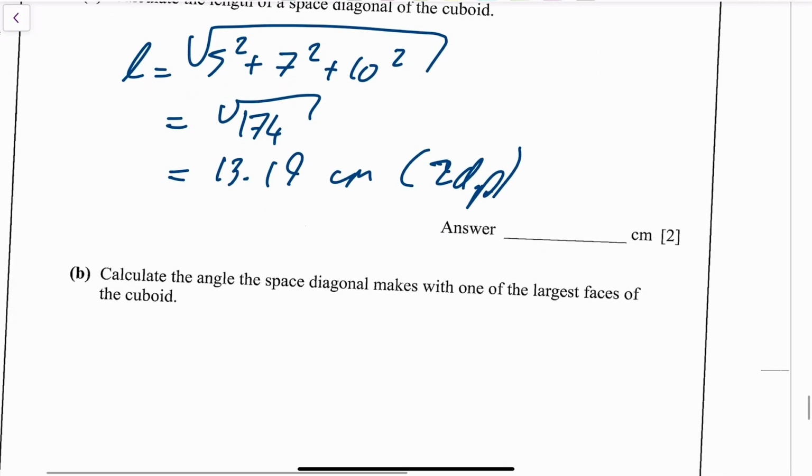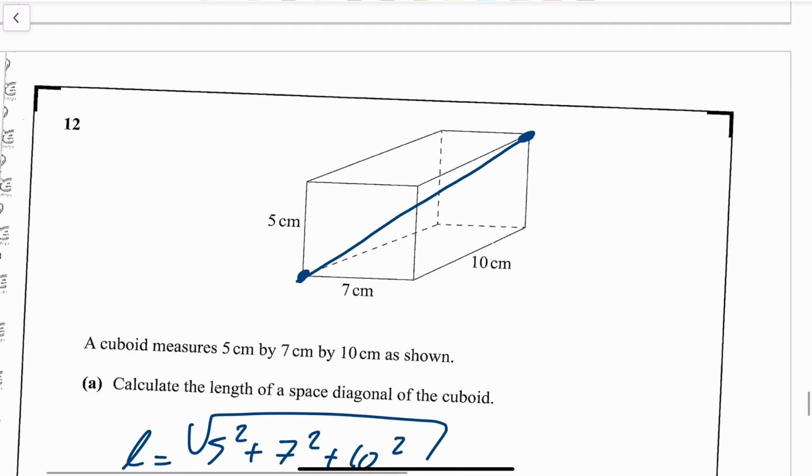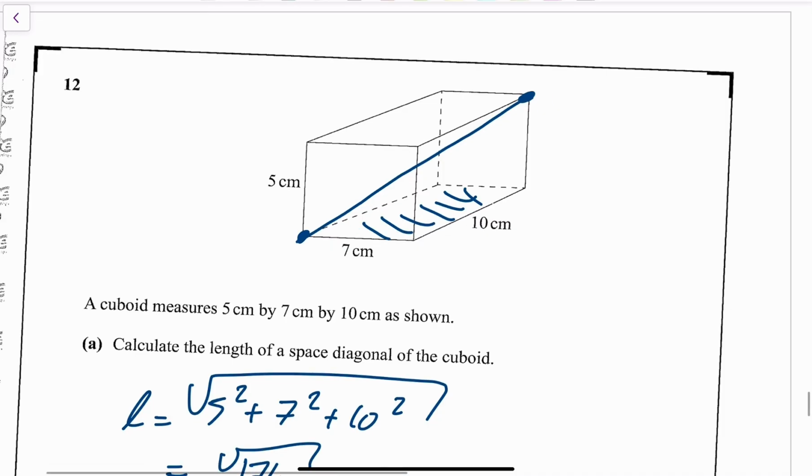Next bit, it says calculate the angle the space diagonal makes with one of the largest faces. So the largest face is this. You've got loads of faces, that's the largest face in that cuboid, the 7 by 10 one. So if you imagine, I'm going to draw a line along the base and then vertically up. So I've created a wee triangle. That's my theta. That's a right angle. I'll call that A, B, and C.